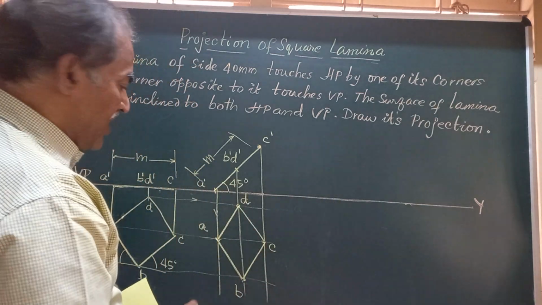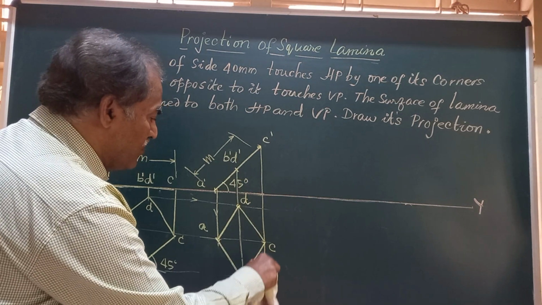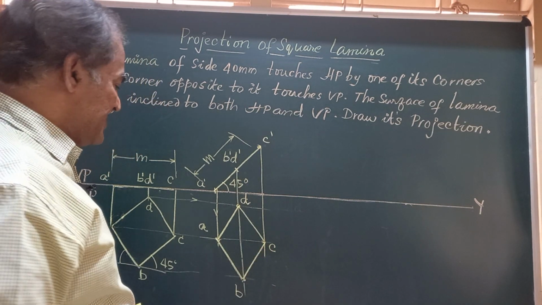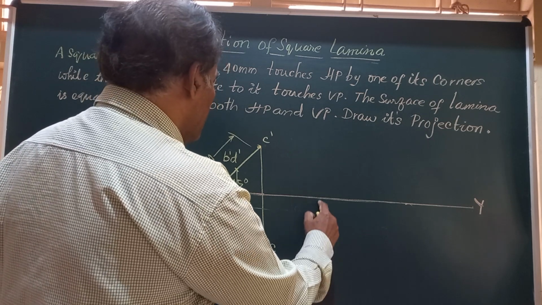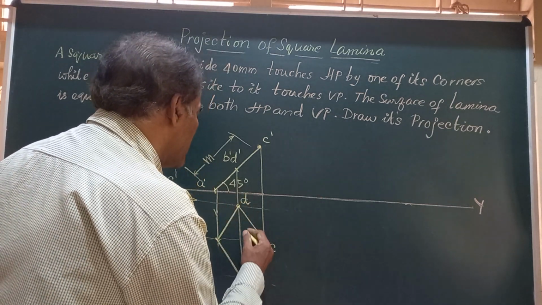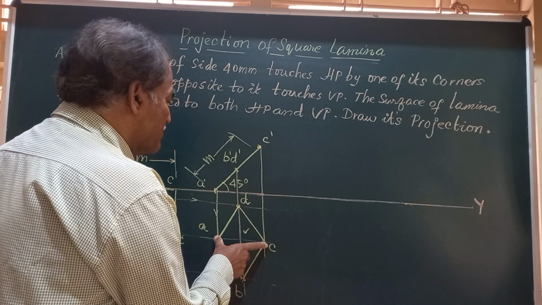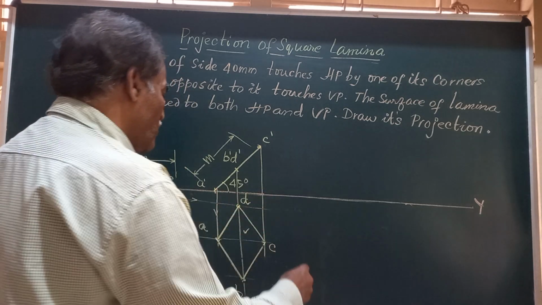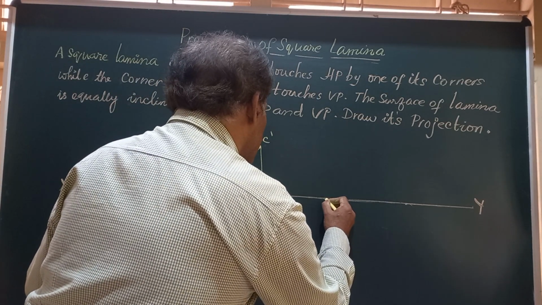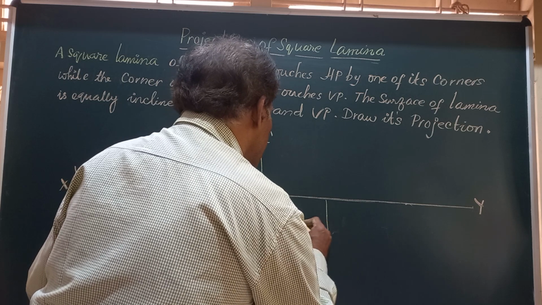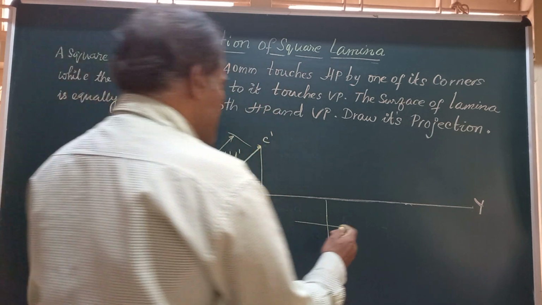Friends, what I do, I am going to redraw this rhombus, the top view obtained here, such that the corner A will be here and C comes here. So I am going to redraw this figure with this AC, which is parallel to XY, becoming vertical to XY. So friends, I will just draw like this. AC vertical.